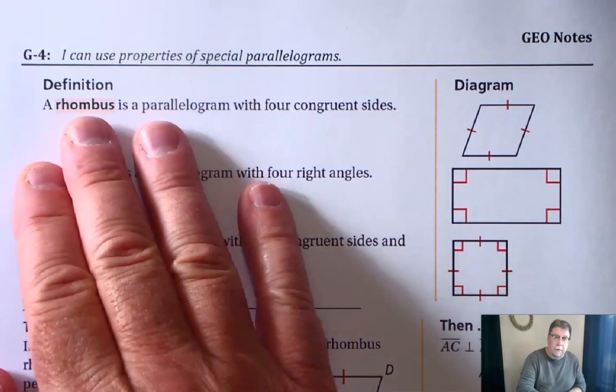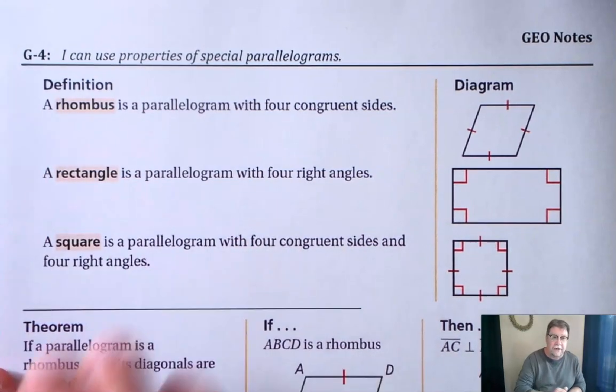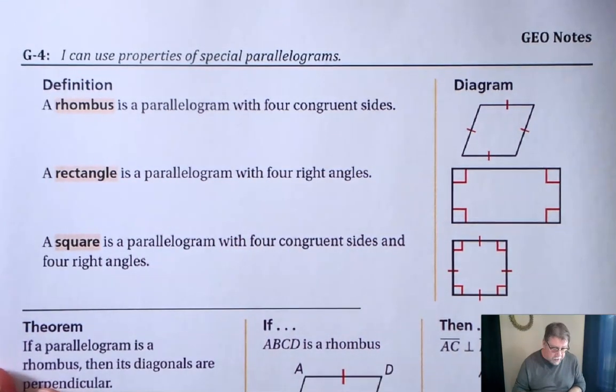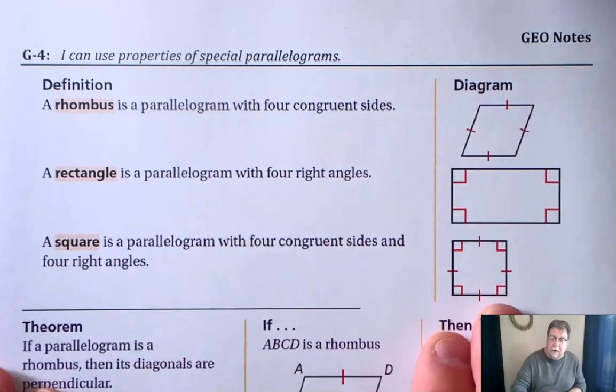We're going to look at a rhombus, a rectangle, and a square, because those are parallelograms. They're just special types, and here are pictures of all of them.